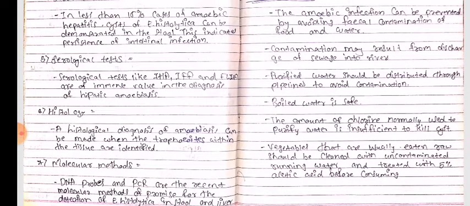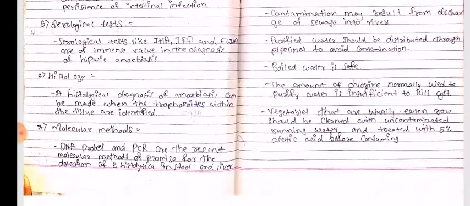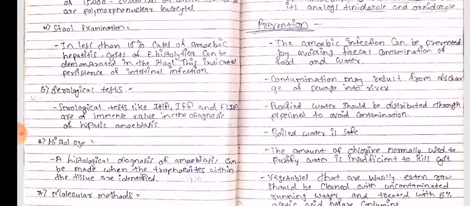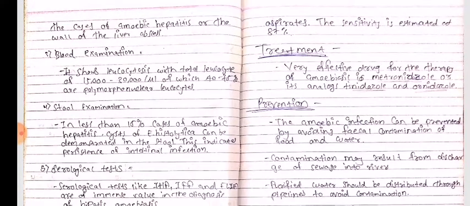Serological test. Serological tests like IHA, IFA, and ELISA are of immense value in the diagnosis of hepatic amoebiasis. Histology. A histological diagnosis of amoebiasis can be made when the trophozoites within the tissues are identified. Molecular methods. DNA probes with PCR are the recent molecular methods of promise for the detection of Entamoeba histolytica in the stools and liver. Aspirates. The sensitivity is estimated at 87%.